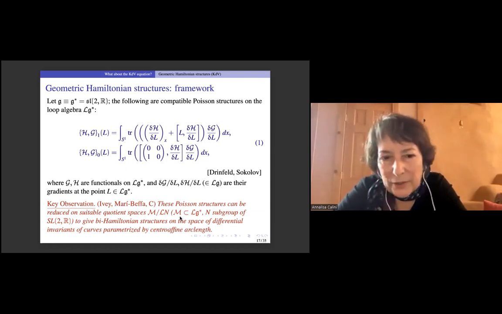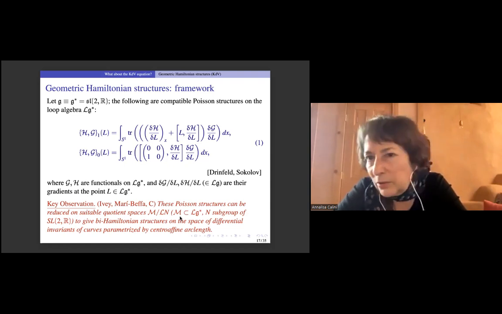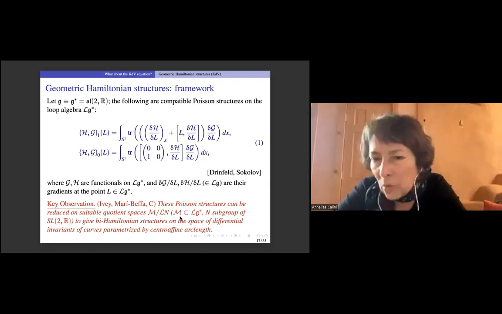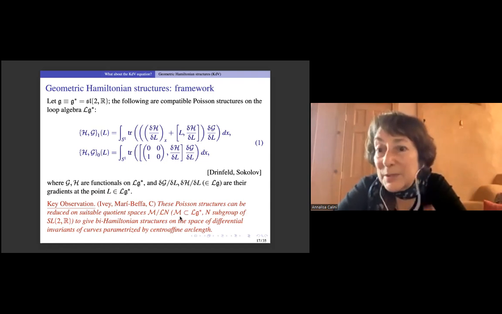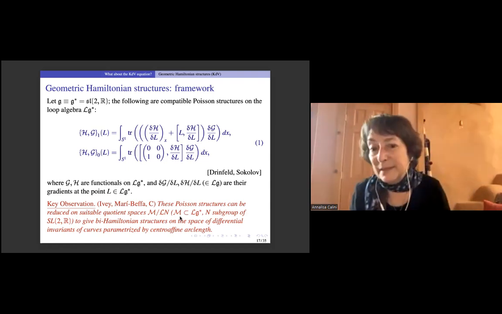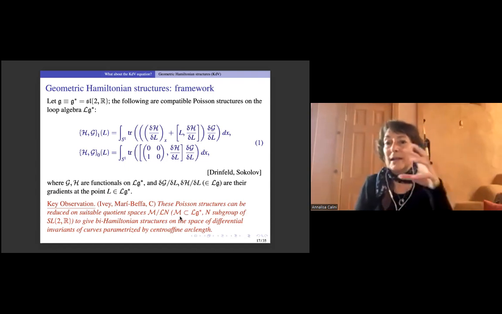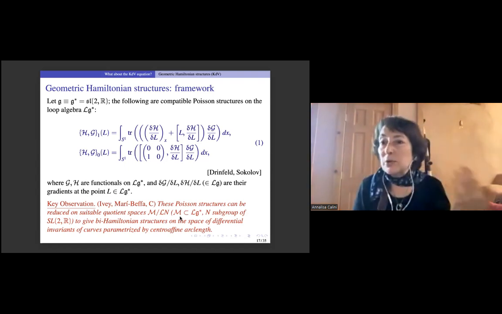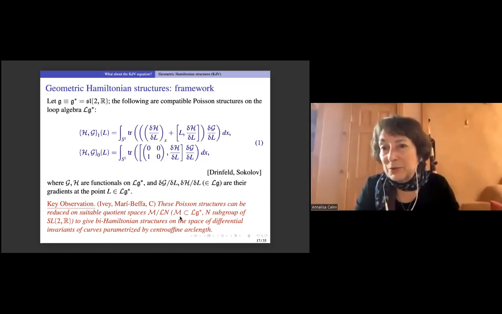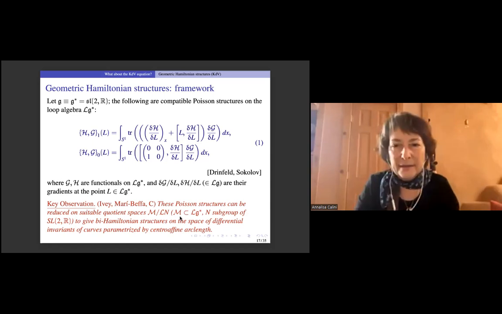And the key observation we made quite a few years ago with Tom Ivey and Gloria Marí-Beffa is that these Poisson structures reduce to suitable quotients to give the bi-Hamiltonian structure on the space of differential invariants of curves parametrized by centroaffine arc length. So we can recover KdV, but we can also recover through the moving frames the integrable evolutions like Pinkall flows and flows in that hierarchy.